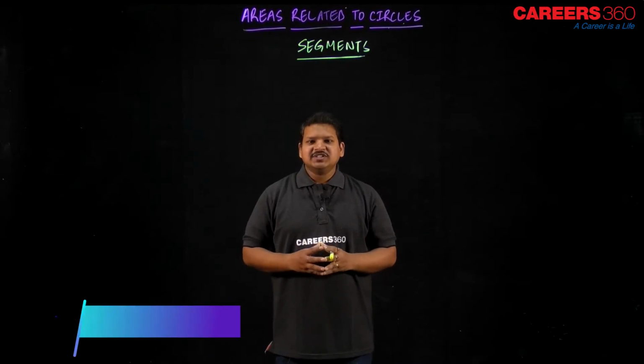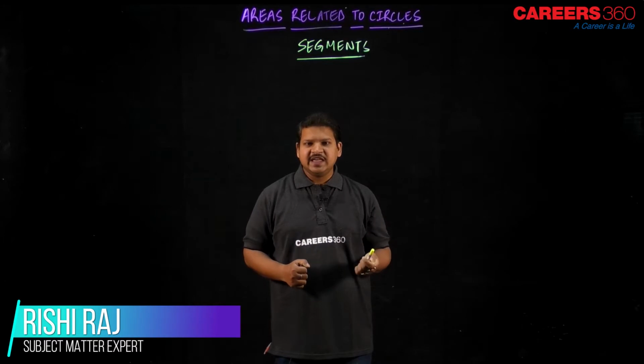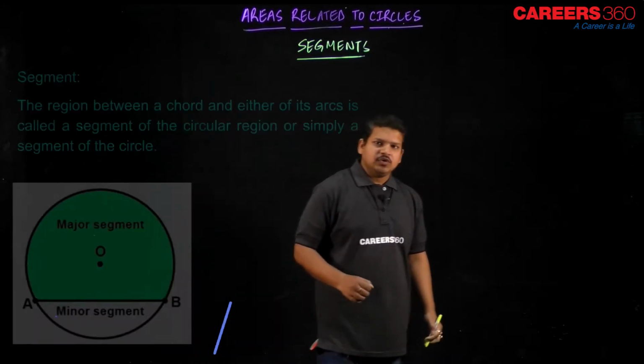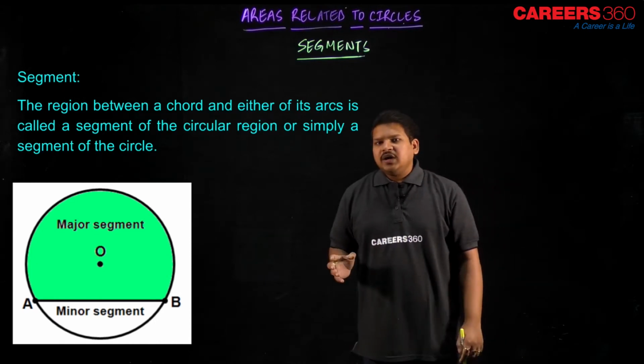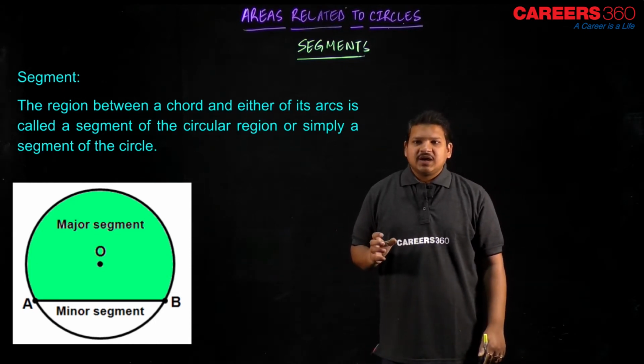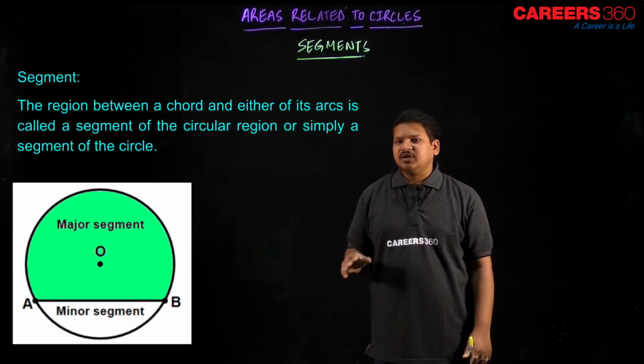Welcome back everyone. In this session we are going to look at the definition of a segment, as well as how to calculate the area of a segment. Let us first have a look at the definition. The region between a chord and either of its arcs is called a segment of the circular region, or simply a segment of the circle.